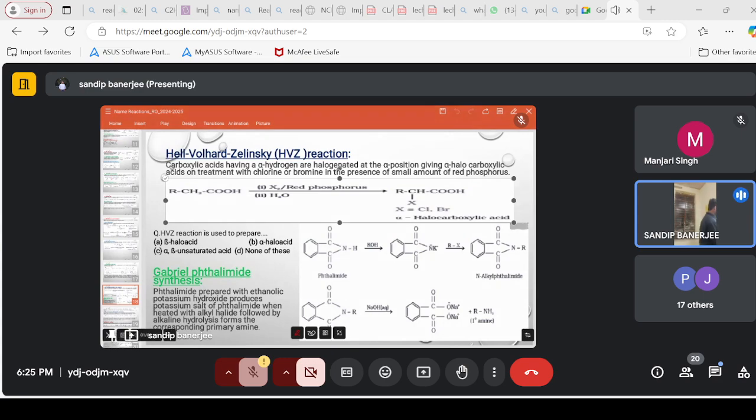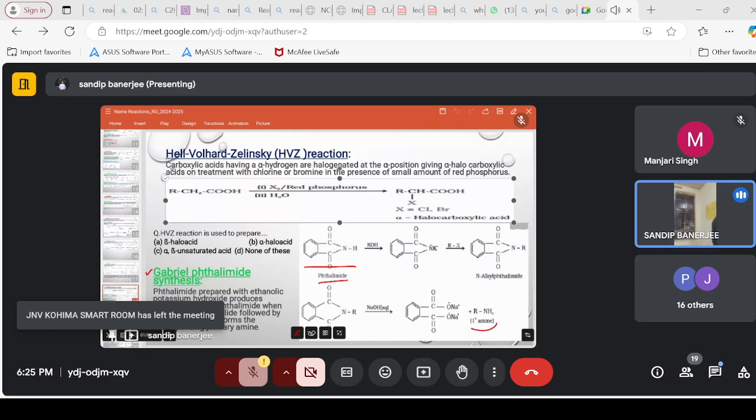Now here, this is called Gabriel phthalimide synthesis. Why is this important? This is important for the formation of only primary amine. That means by this process, you can get only primary amine. This is your starting material, phthalimide, which is synthesized from phthalic acid, dehydration, then followed by ammonia. Then you got this phthalimide.